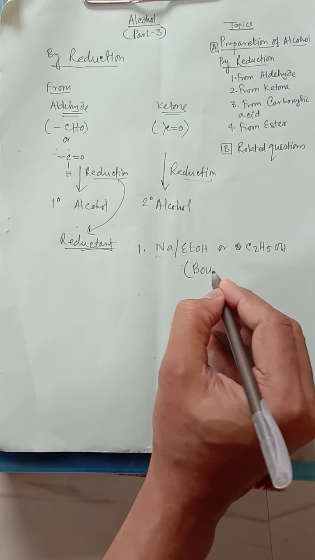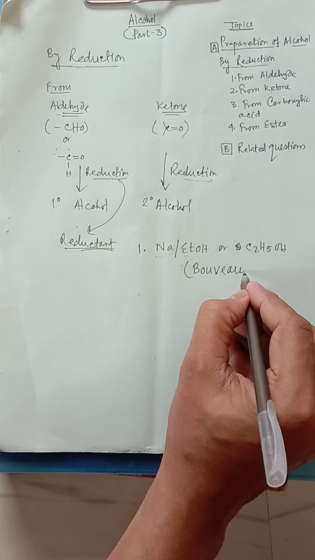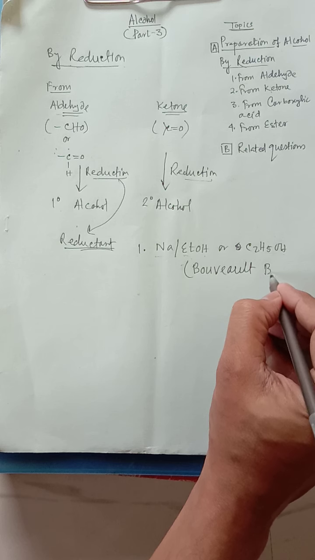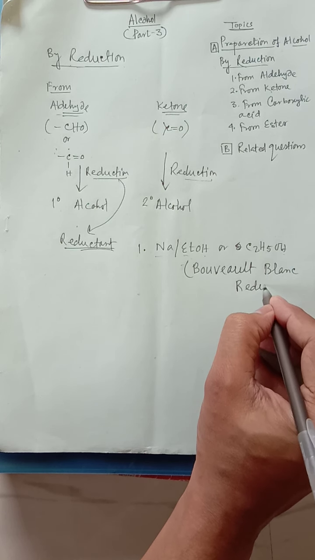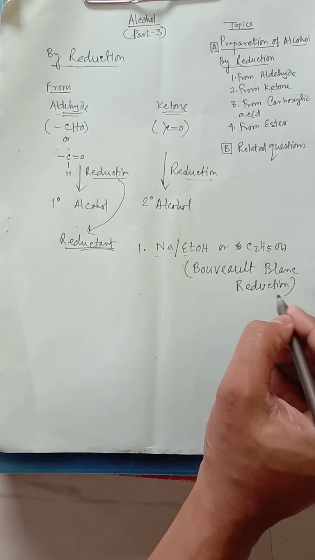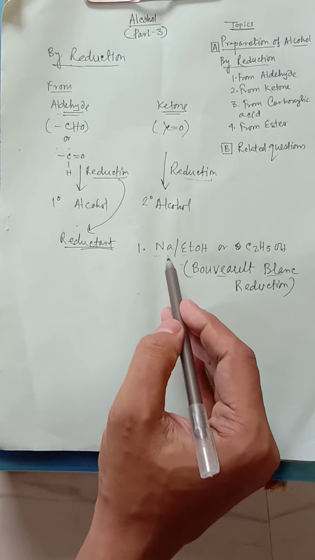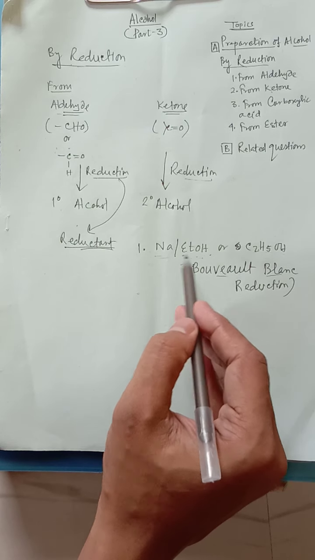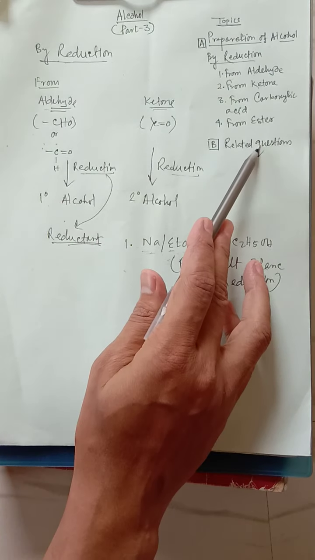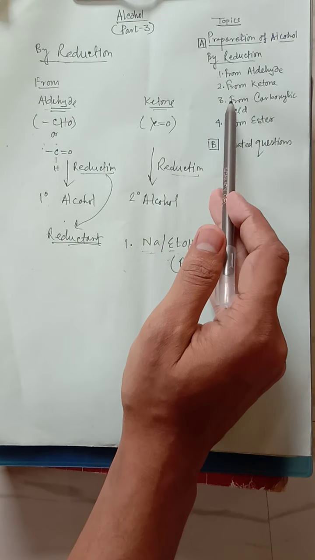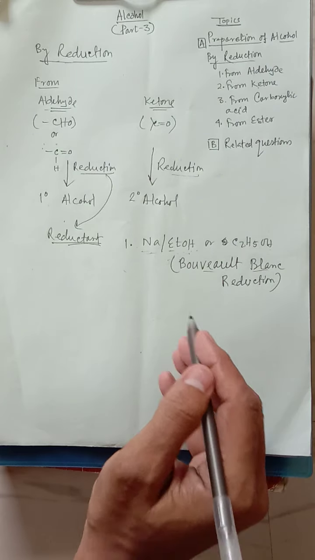Bouveault-Blanc reduction. Why have I mentioned it here? Because this question may be asked: what do you mean by Bouveault-Blanc reduction? Whenever reduction happens with the help of sodium and ethanol, it is known as the Bouveault-Blanc reaction. It may be from here, it may be from here, and we can see it in case of ester also. That is also the Bouveault-Blanc reaction.